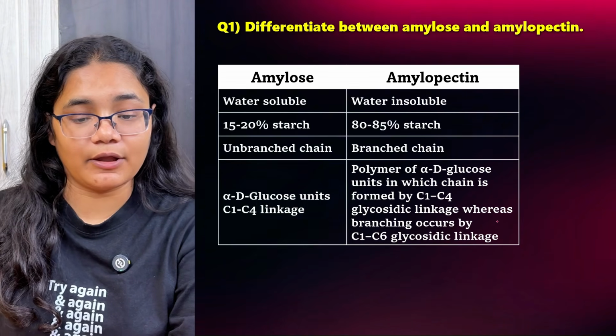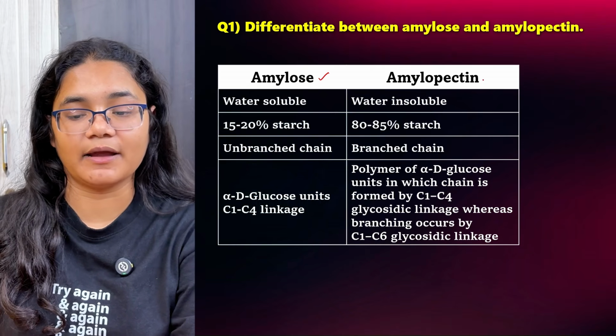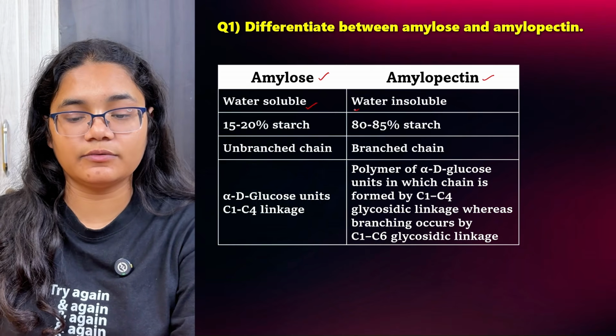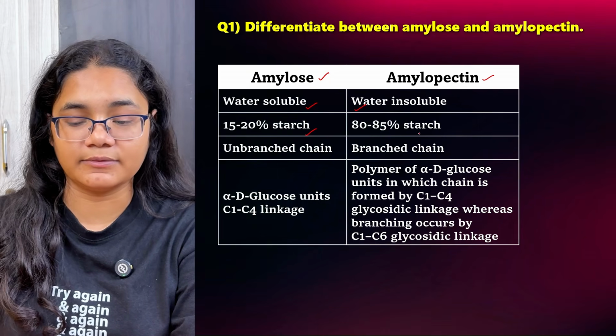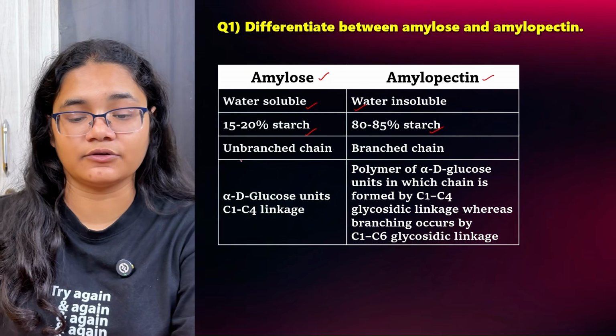Moving to the last chapter, biomolecules. The first difference you should know is between amylose and amylopectin. It is water soluble, water insoluble. It contains 15 to 20% of the starch, contains 80 to 85% of the starch.